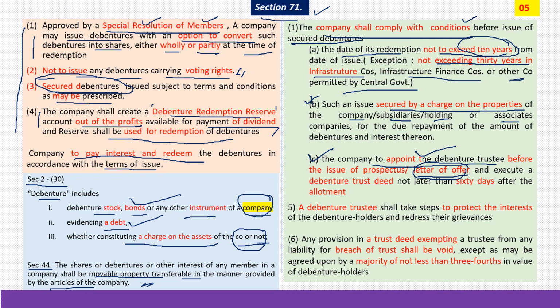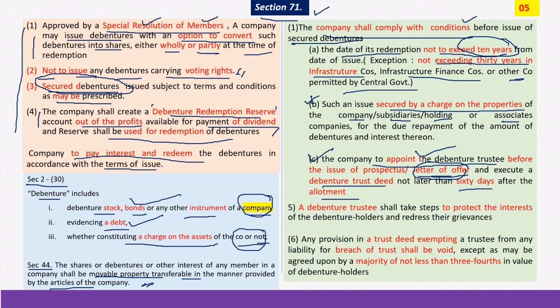and his name will be mentioned in the debenture letter of offer, and a debenture trust deed has to be signed. It is an agreement between the company and the debenture trustee, laying out the terms and conditions of mutual safety. It has to be executed within 60 days of allotment.